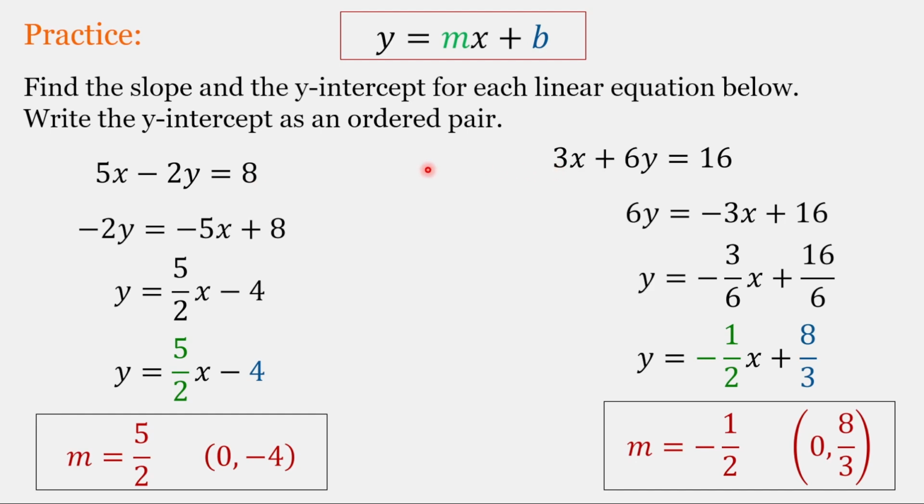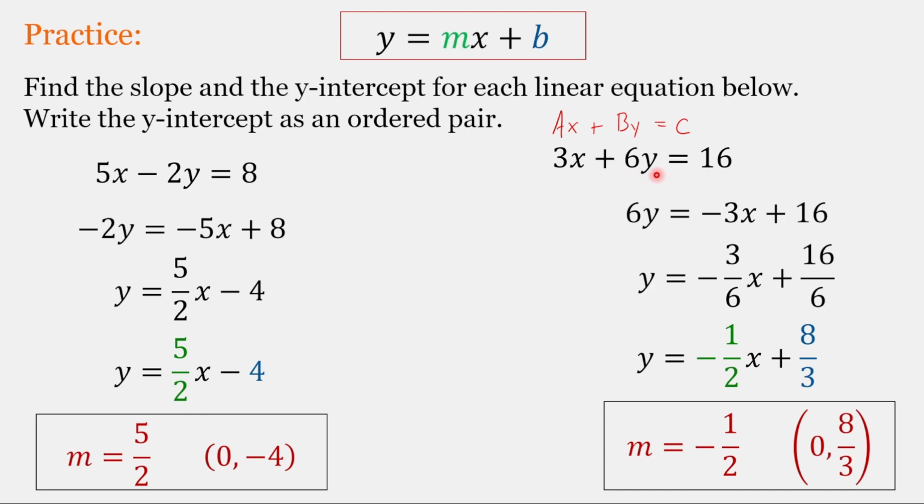Both of these equations are in standard form, ax plus by equal to c. One way to find the slope and the y-intercept of an equation in standard form is to first convert it to slope-intercept form. So for 5x minus 2y equal to 8, we can convert that to y equal to 5/2 x minus 4. This gives us a slope of 5/2. And then the y-intercept is negative 4, or the ordered pair (0, negative 4).